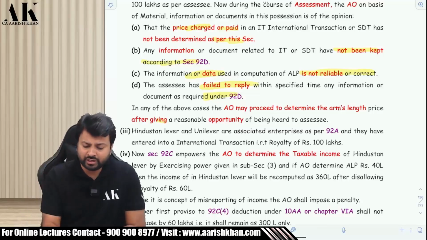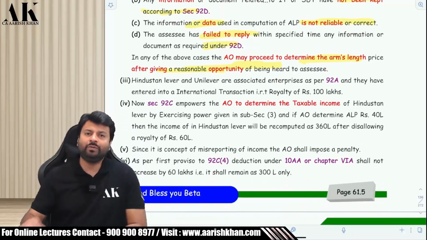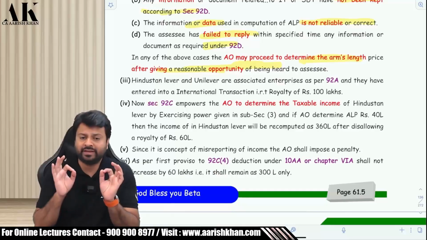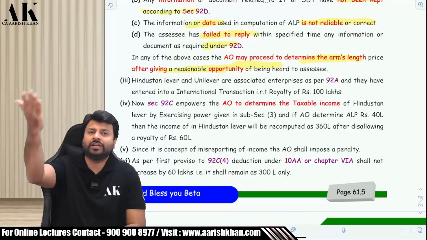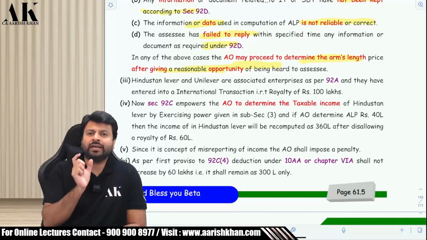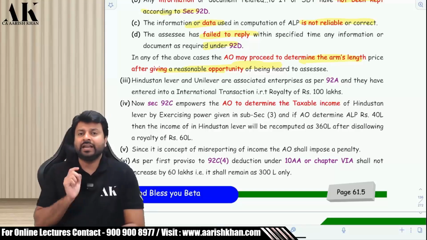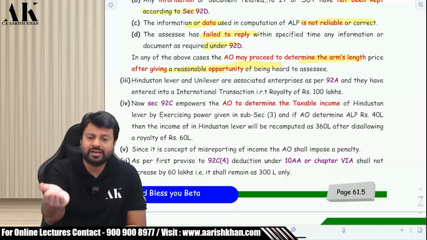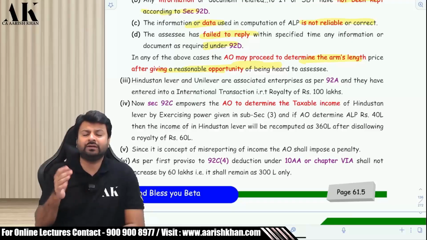After giving an opportunity of being heard, he will determine the arm's length price. Now, when he determines the arm's length price, be very careful. If he increases your income, suppose earlier your income was 300 lakhs.